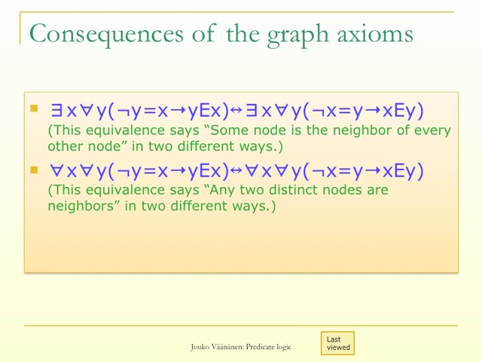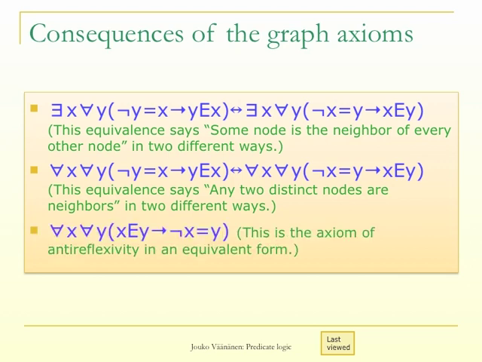This equivalence says any two distinct nodes are neighbors in two different ways. For all x, for all y, y is not equal to x implies y e x, if and only if for all x, for all y, x is not equal to y implies x e y. Finally, we have the axiom of antireflexivity in an equivalent form. For all x, for all y, x e y implies not x equals y. So these are all rather obvious properties of graphs, and they are here simply as exercises of something that we could try to derive using natural deduction.